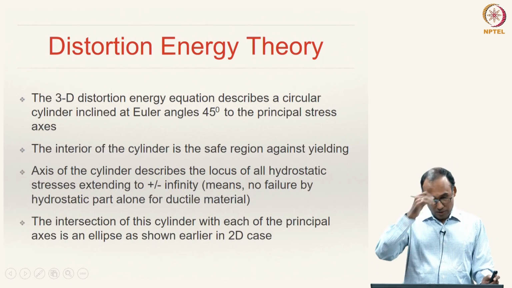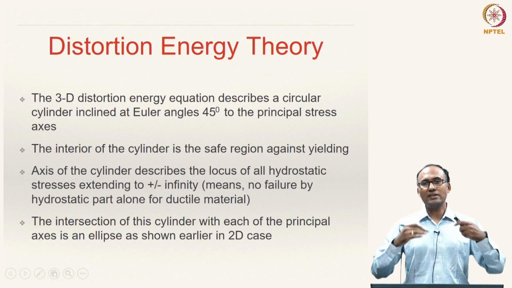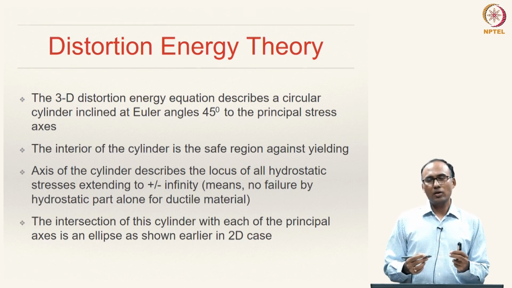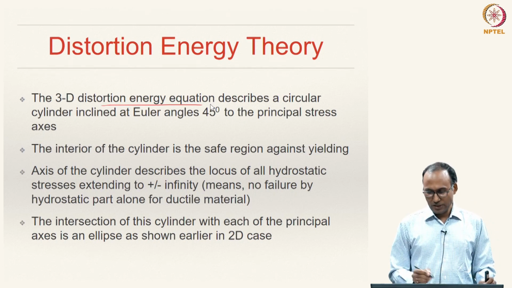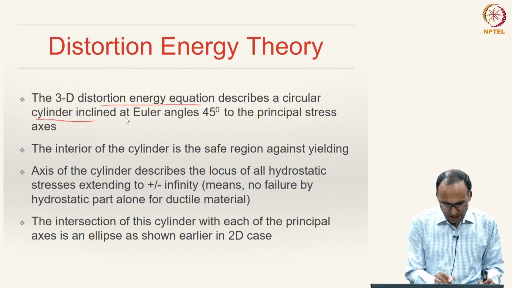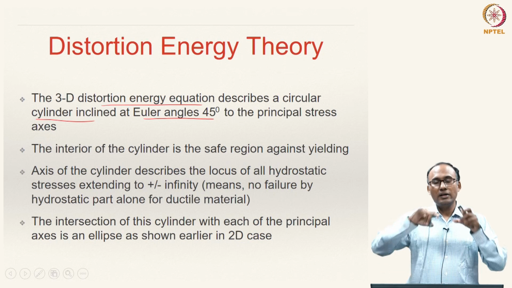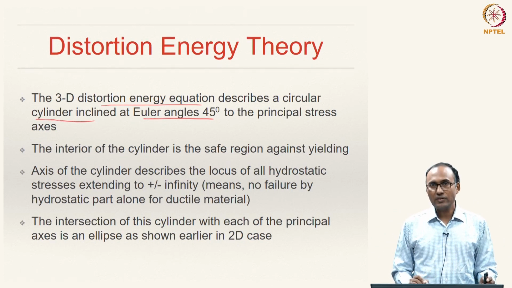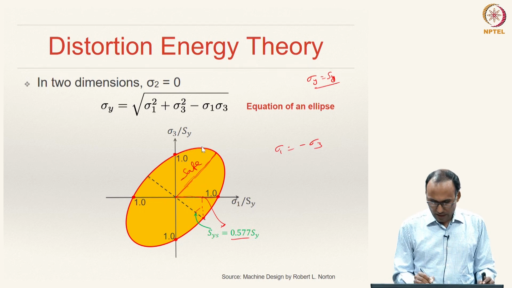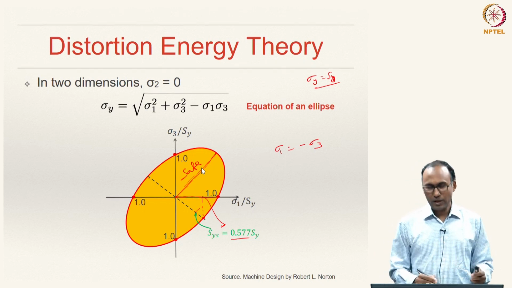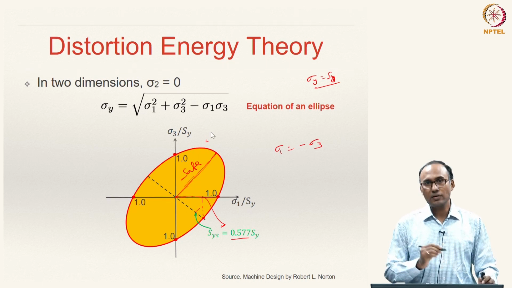So, how does the distortion energy theory equation look in a 3-dimensional space where your axes are sigma 1, sigma 2 and sigma 3? The 3D distortion energy equation describes a circular cylinder inclined at Euler angles 45 degrees to the principal stress axis, and the interior of that cylinder is the safe region against yielding. So, even here all the yellow region is safe, and the red is the boundary at which it is not safe, and the moment your stress state falls outside, it has already yielded beyond yield stress, right, which is not a good thing.